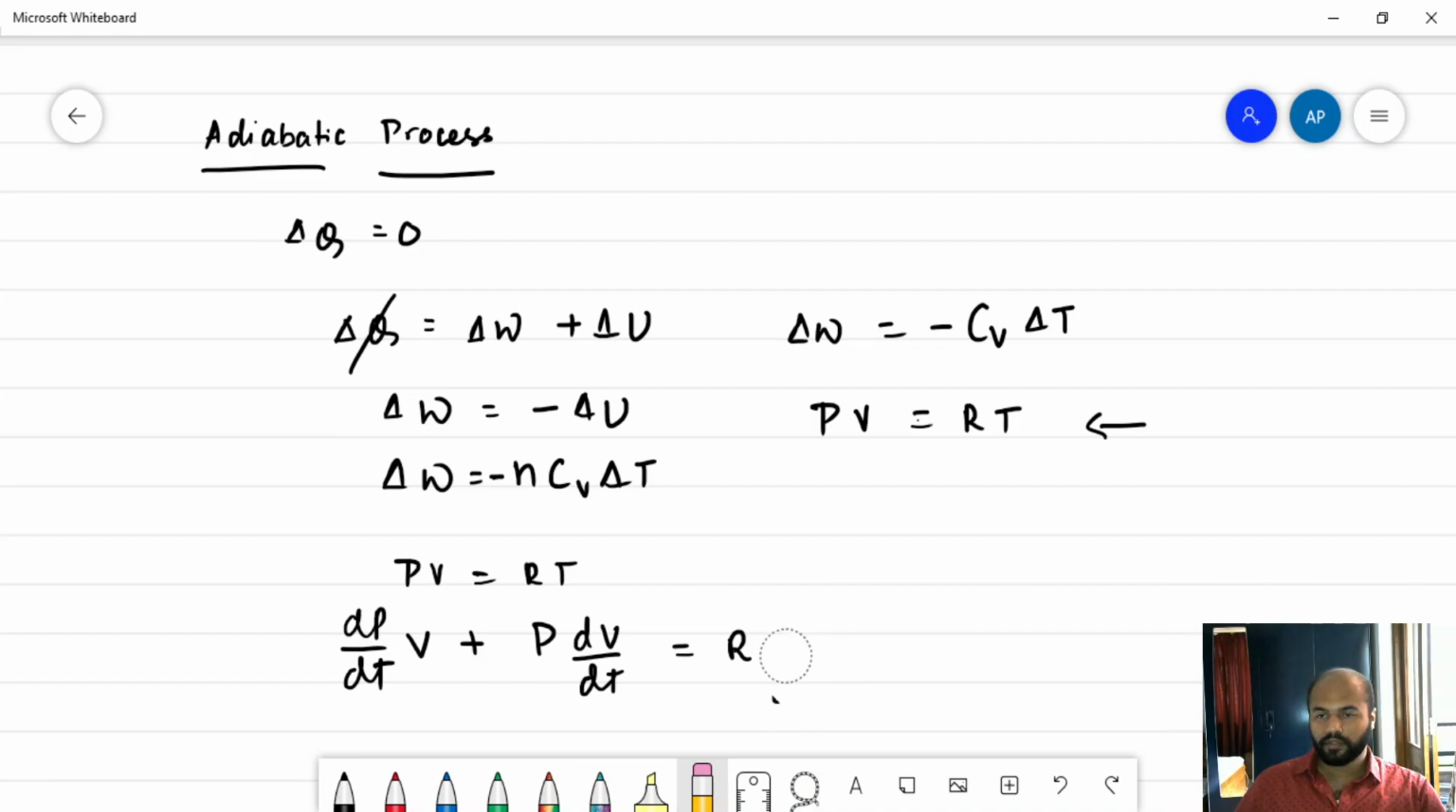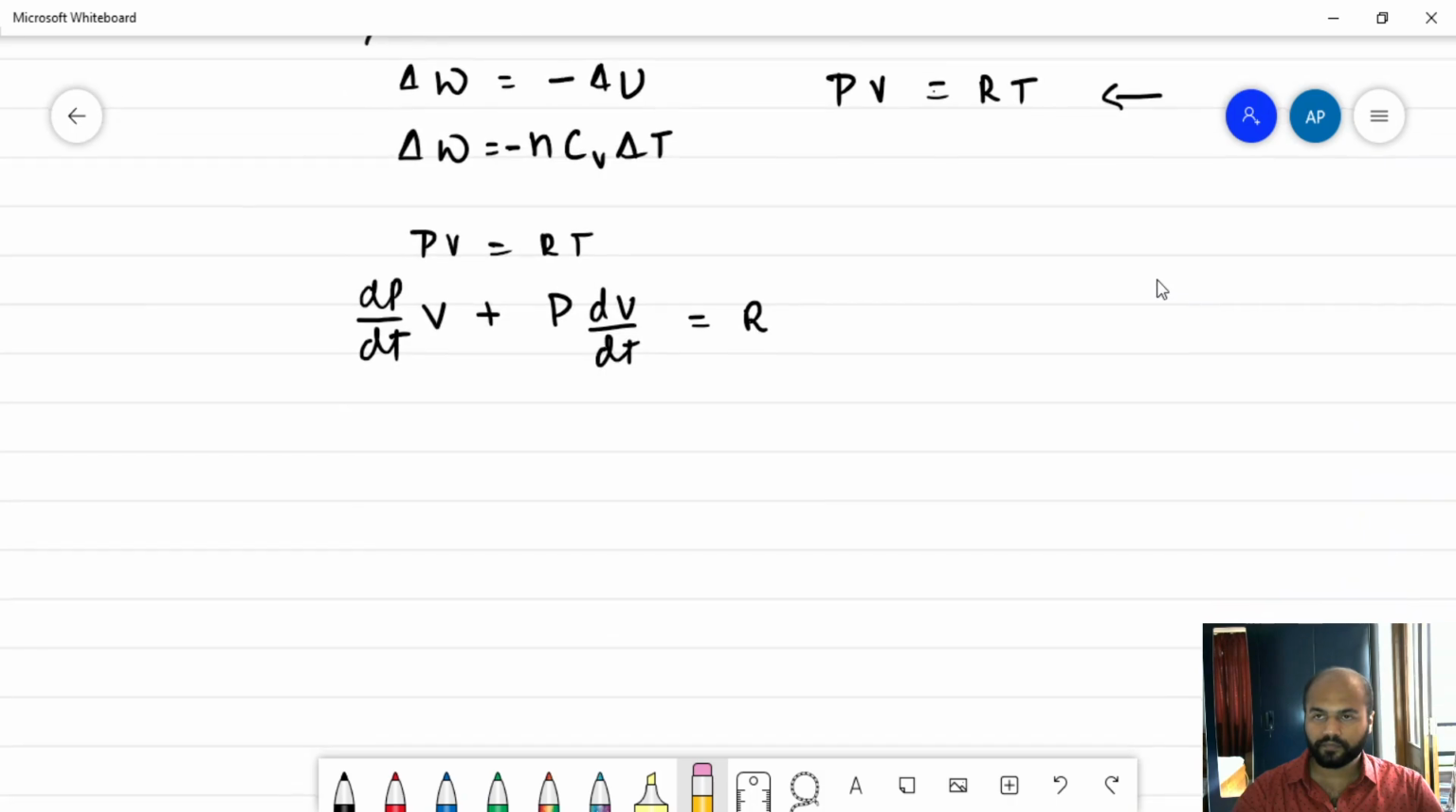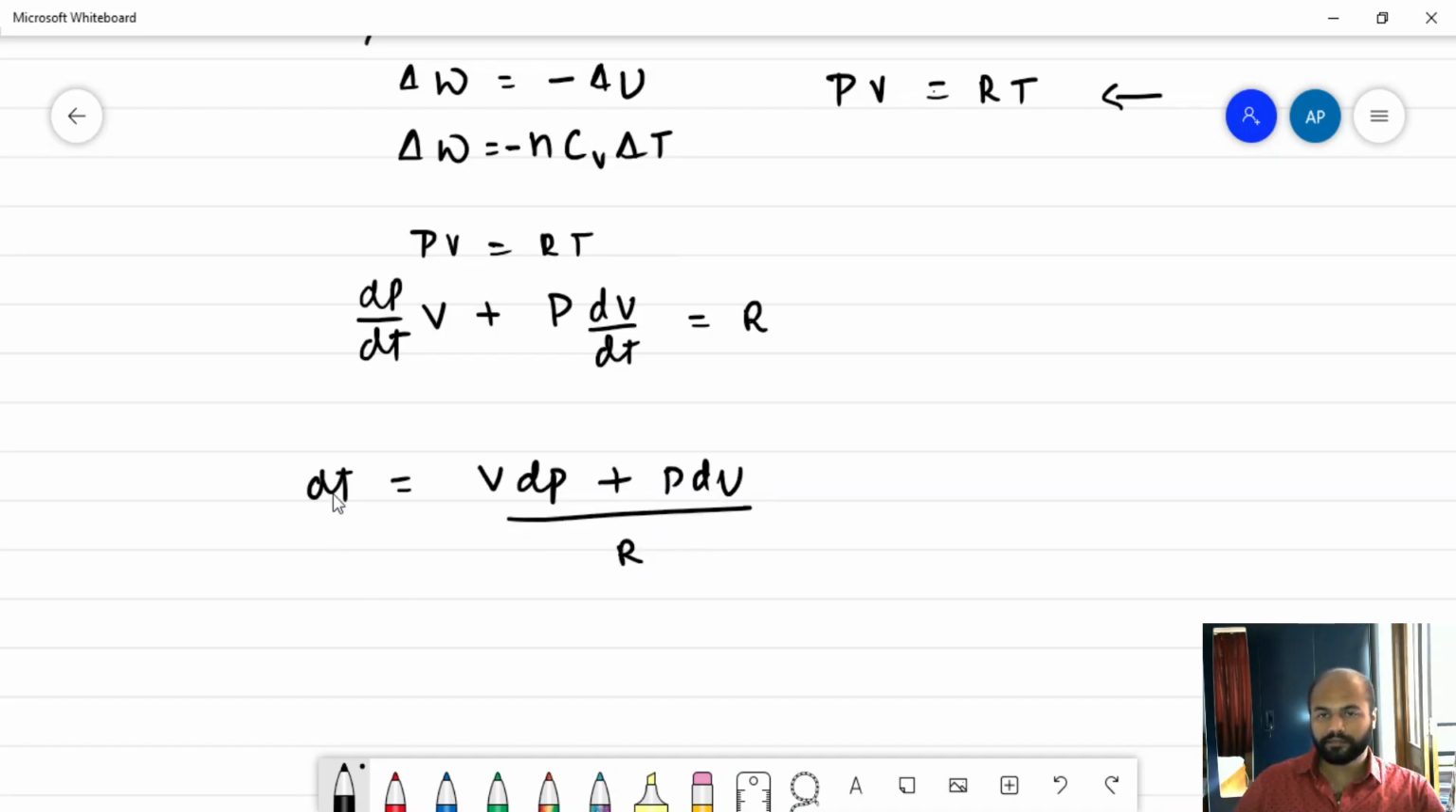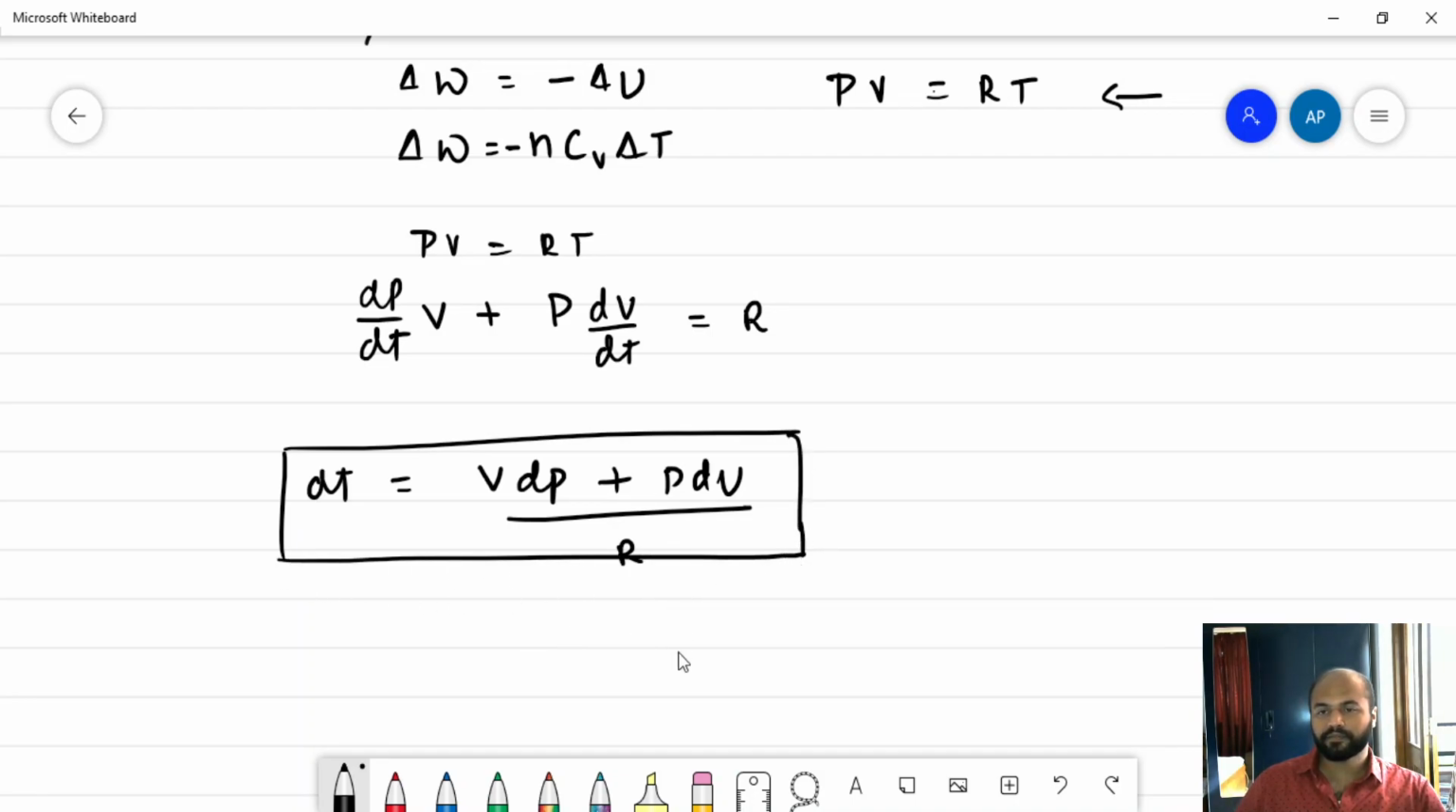So, I'm wiping this off. And now let's consider this expression. Through this expression, we get the expression for dT. dT is going to be V dP plus P dV by R. This is the expression that we get. Now, this we are going to substitute later, and let's see what we get out of this.